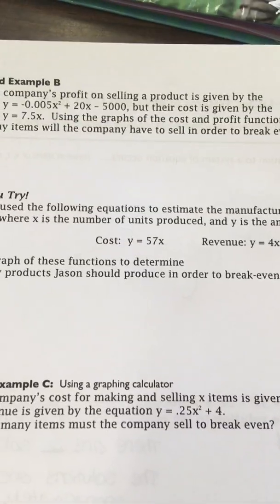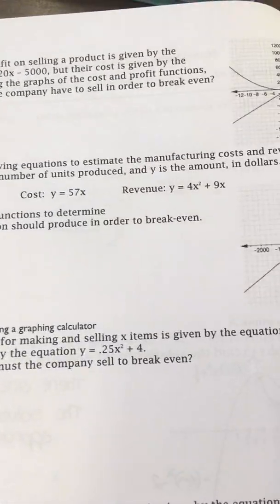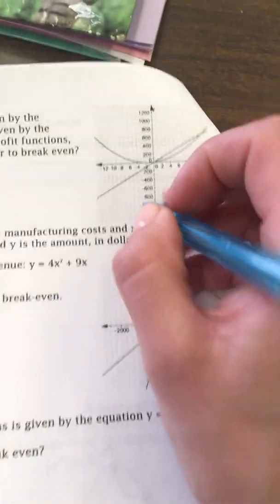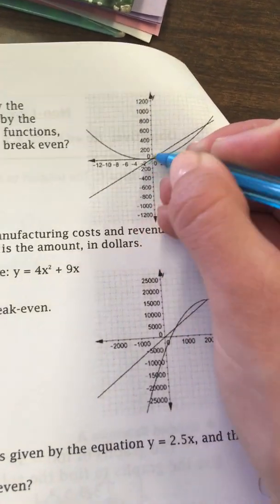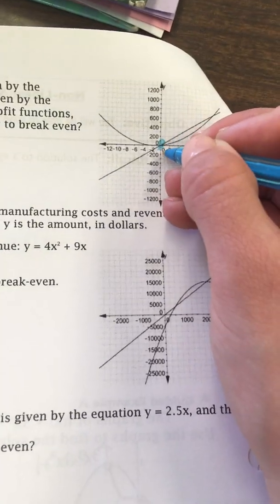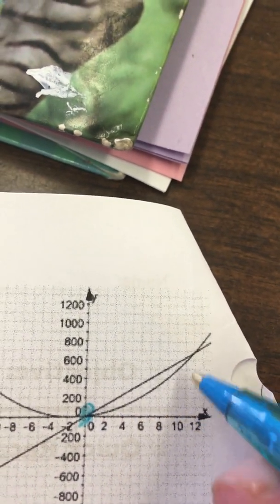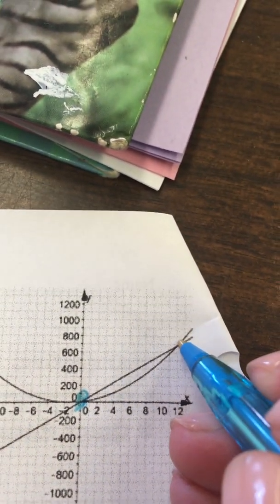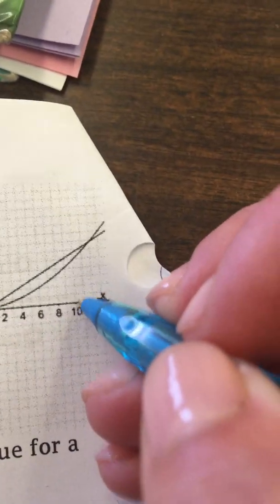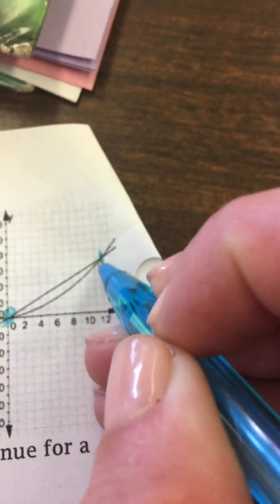So they ask you, using the graphs of the cost and profit, how many items will they have to sell in order to break even? So you're looking at, again, where they cross. That's the break-even point. So obviously, if they sell 0 items, they're going to make $0. So break-even point at 0, 0. That's not really meaningful in a real-world context. So let's look a little bit closer. Looks like they cross again around here. So that would be about 10 or 11. Yeah, I think it's more like 11 items. So they would have to sell 11 items to break even.